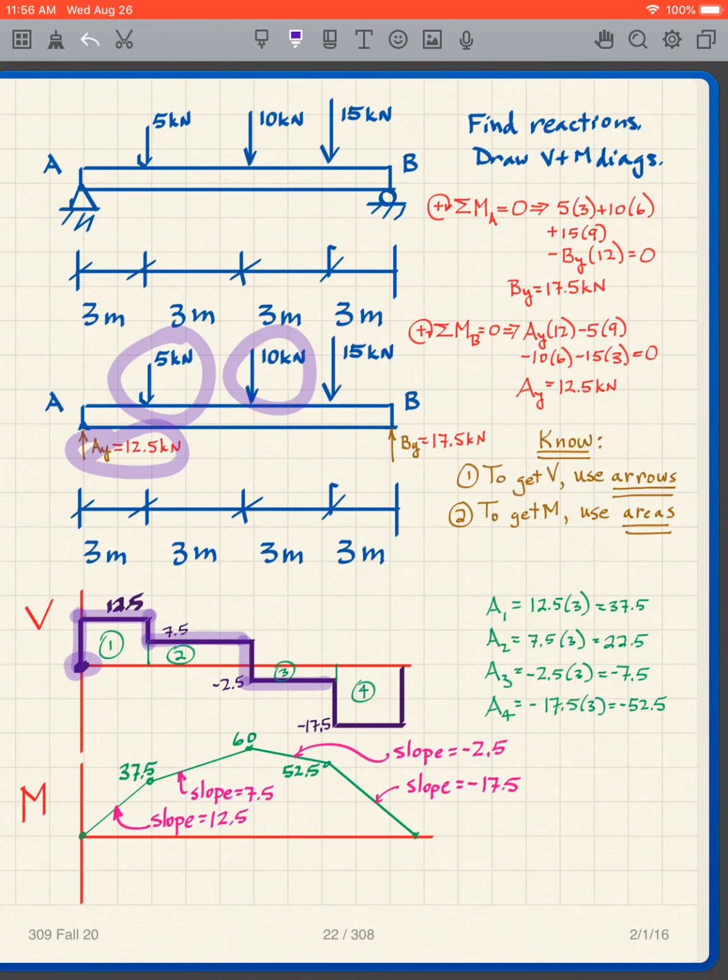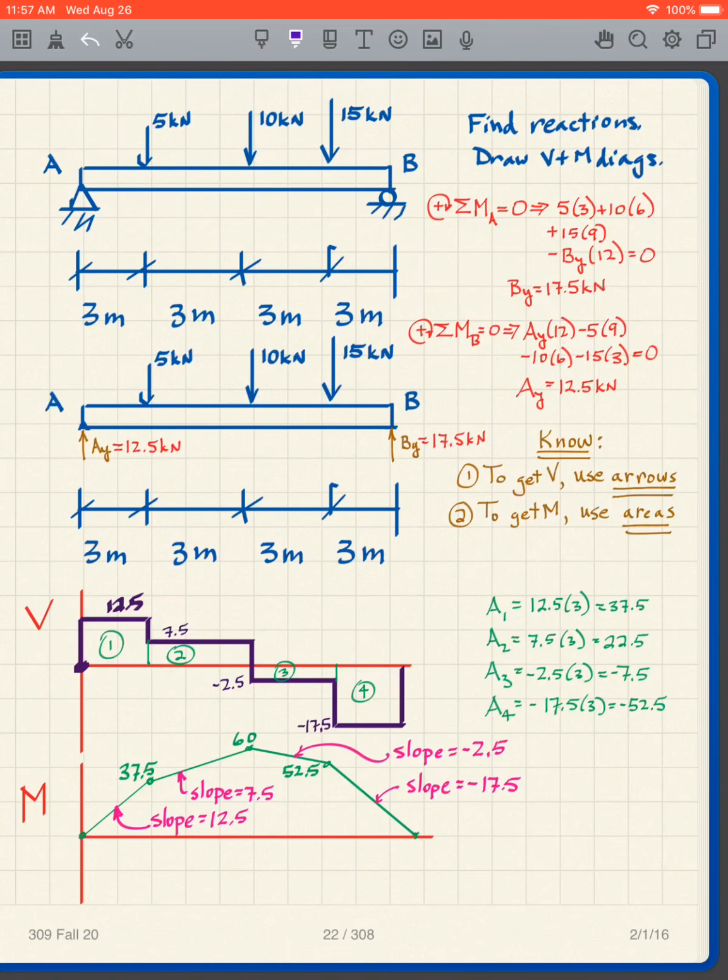Just to emphasize it, I'll do it one more time. So I start at 0, I go up 12.5. I go down 5, which takes me to 7.5. I go down 10, which takes me to negative 2.5. I go down 15, which takes me to negative 17.5. And then I go up 17.5, that takes me to 0.